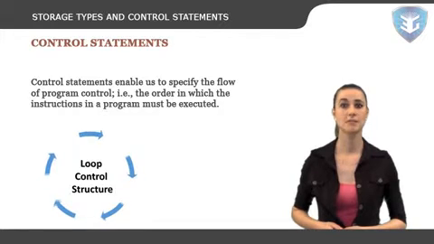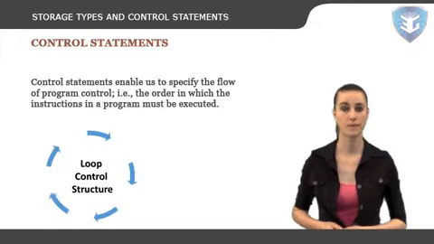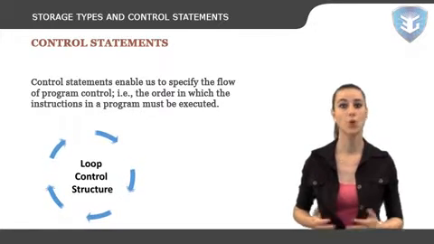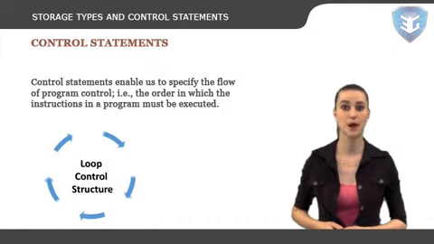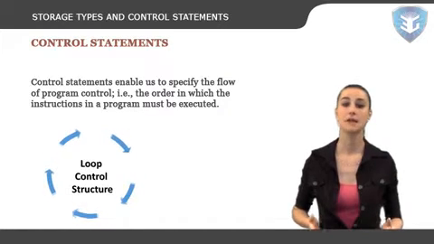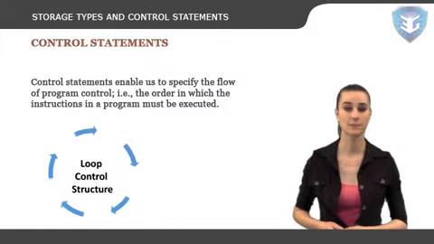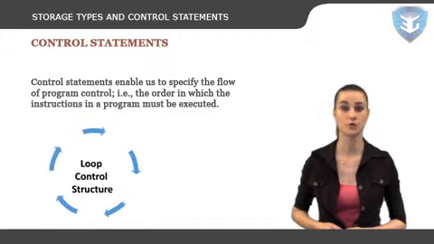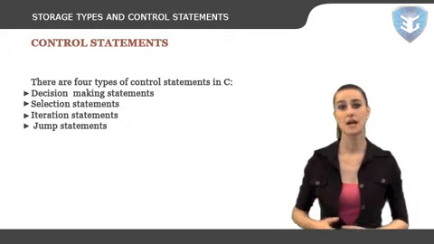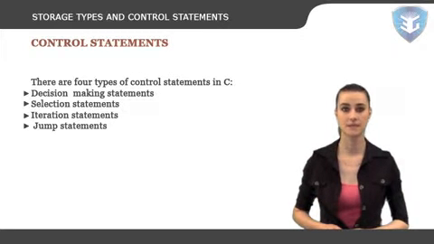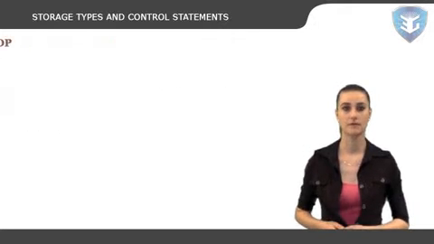Control statements enable us to specify the flow of program control, for example, the order in which the instructions in a program must be executed. They make it possible to make decisions, to perform tasks repeatedly, or to jump from one section of code to another. There are 4 types of control statements in C: decision-making statements, selection statements, iteration statements, jump statements.